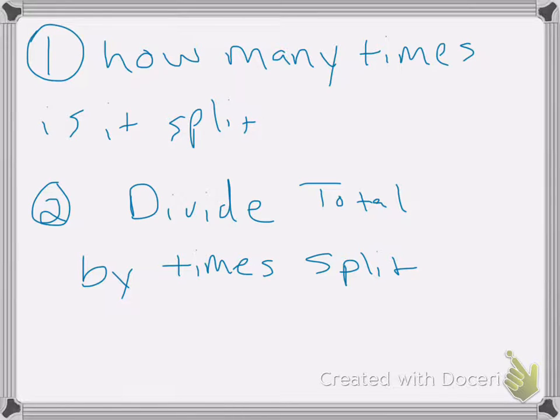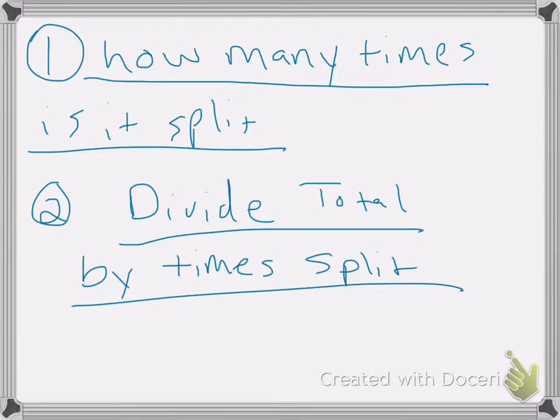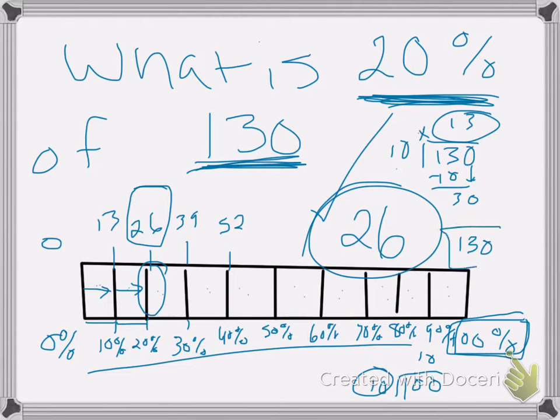Okay, so first think of how many times it is split. That's what you need to do. You need to think of how many times it is split. If it's split up 10 times on your percent bar, you need to know that each tick mark is your split. So you divide your total by the times it's split. My total here was 130. It was split 10 times, so I divided 130 by 10, as you can see right there. And that tells me how much each little tick mark is worth.